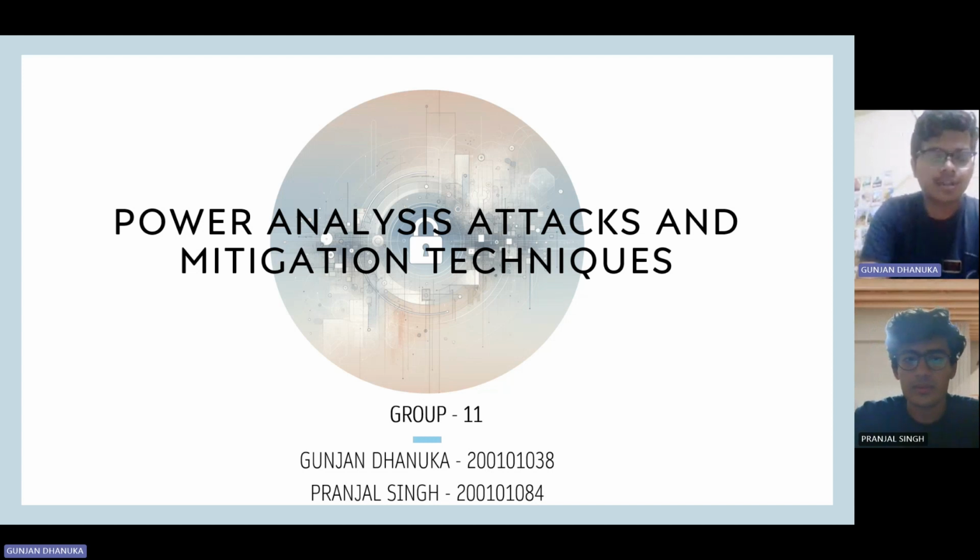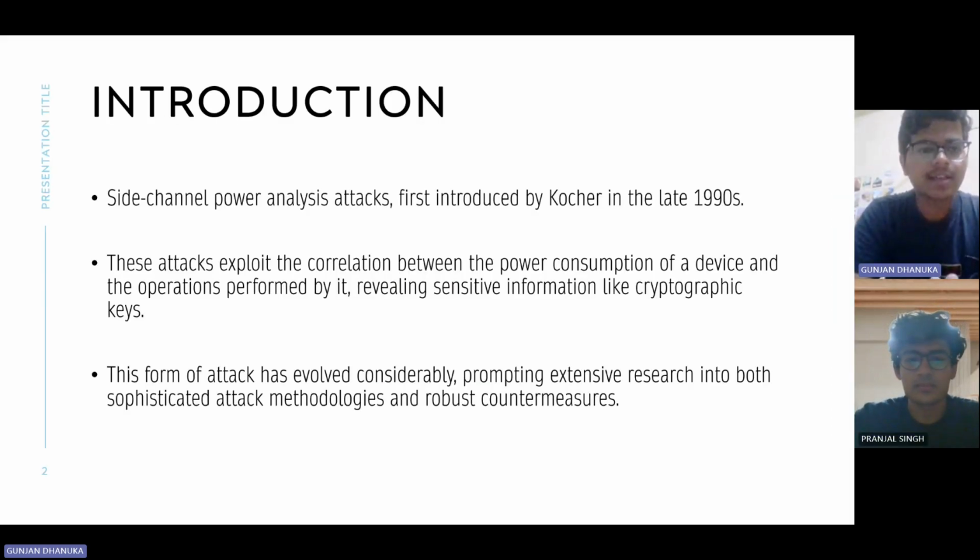So, a brief introduction about power analysis attacks. Side channel power analysis attacks were first introduced by Kocher in the late 1990s. These kinds of attacks exploit the correlation between the power consumption of a device and the operations performed by it. By just seeing the power output traces, we can correlate if a particular operation is taking place.